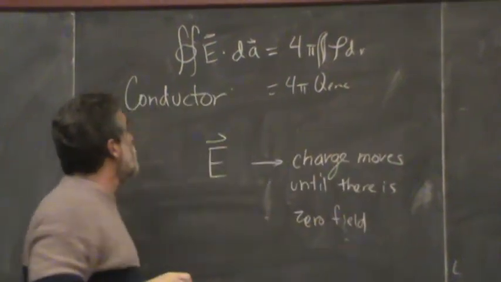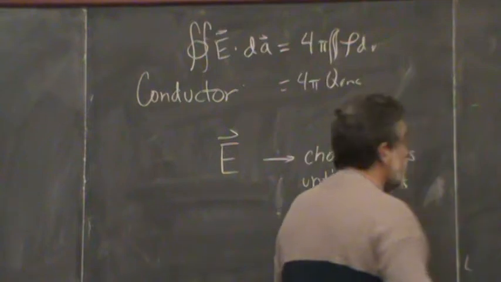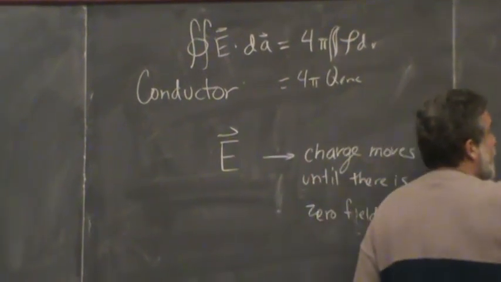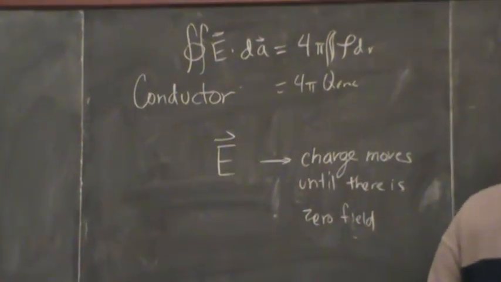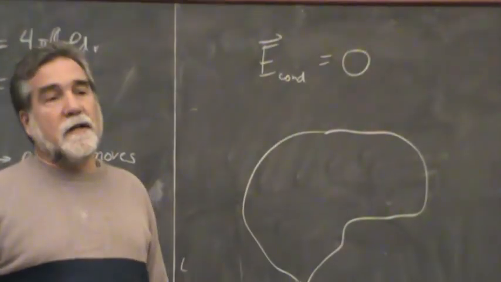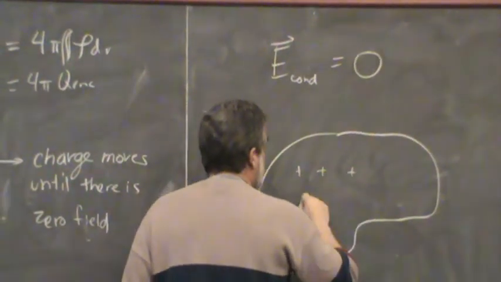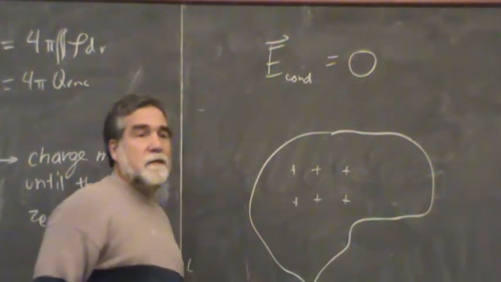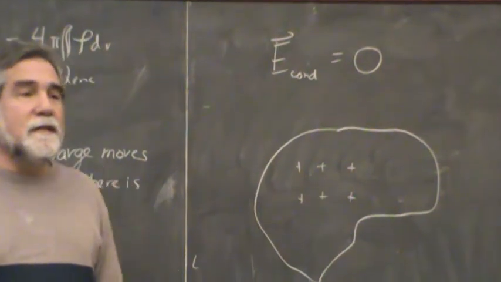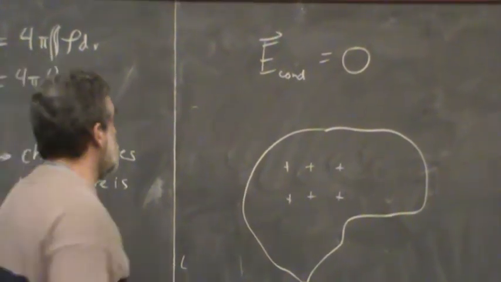Q enclosed, right? And in the conductor, the electric field is 0. So now, if I have a chunk of conductor here, and I put net charge onto that conductor, so let's say I put some positive charge onto the conductor, Gauss's law tells us that all of that charge must go to the outside of the conductor, to the surface.